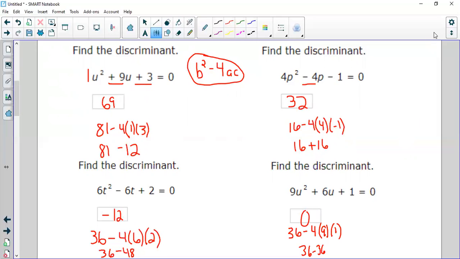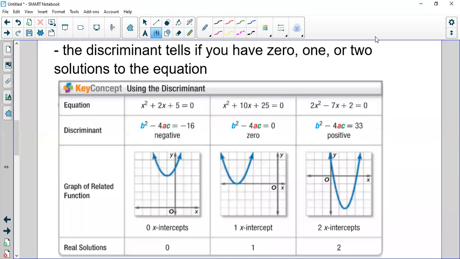So how does that determine how many solutions we have? Let's take a look. The discriminant tells you you have either 0 solutions, 1 solution, or 2 solutions. You could have 0 x-intercepts. You could have 1 x-intercept, we saw some of those. Or you could have 2 x-intercepts, which are the majority of these.